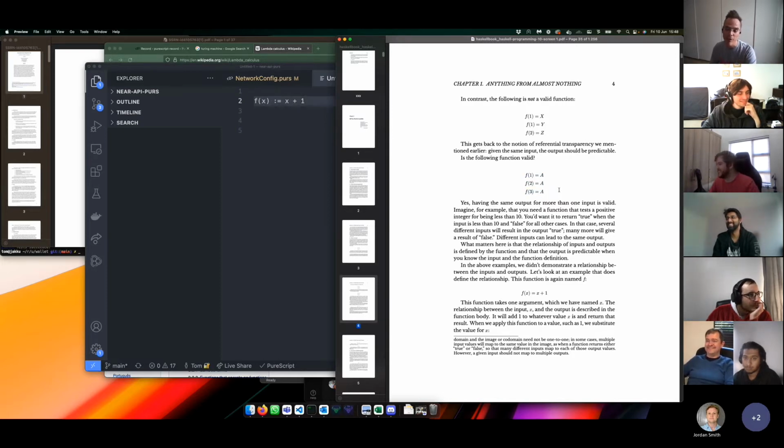So you can have a function that, given two different inputs, maps to the same output. That's okay, right? That doesn't break the law that the same input maps to a different output. Given one input, it must always map to the same output. This is okay. So 1, 2, and 3 all map to A.